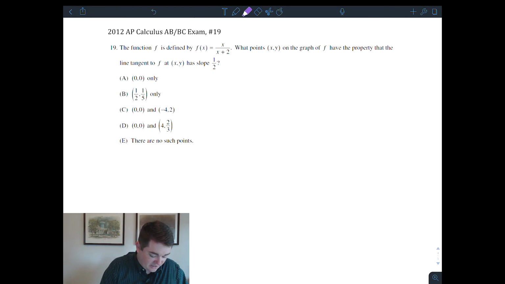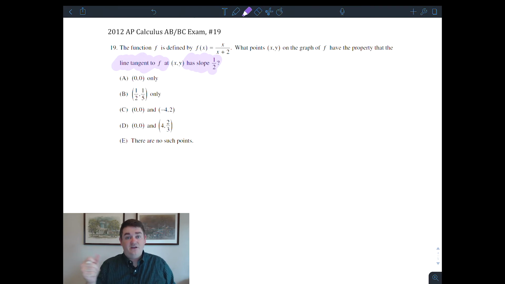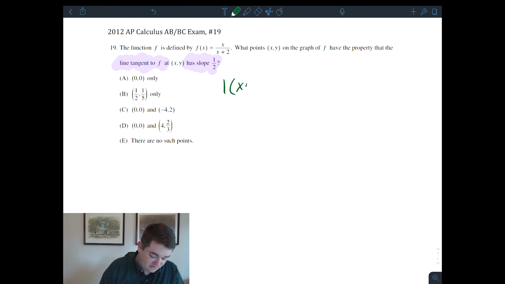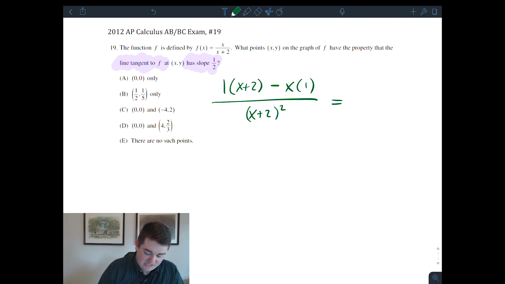I see the line tangent to f has a slope of 1/2. So if we're talking about the slope of the tangent line, that's the derivative. The slope of the tangent line is the derivative. So this is saying, where is the derivative equal to 1/2? So I'm going to take my function, x over x plus 2, take the derivative using the quotient rule, 1 times x plus 2 minus x times 1 over x plus 2 squared. And I'm going to set this equal to 1/2 and solve.